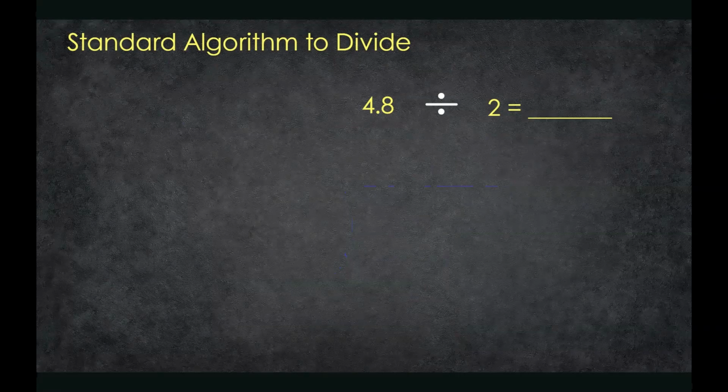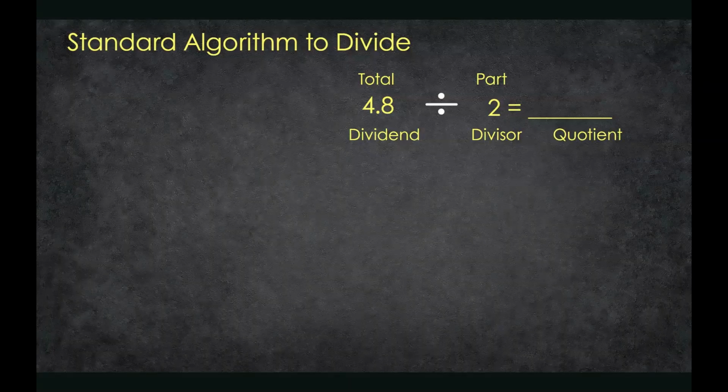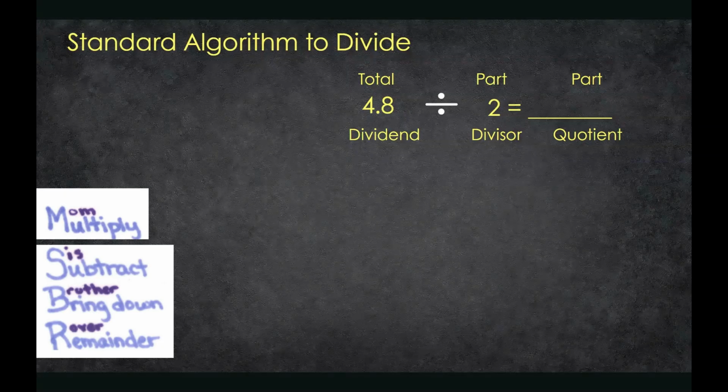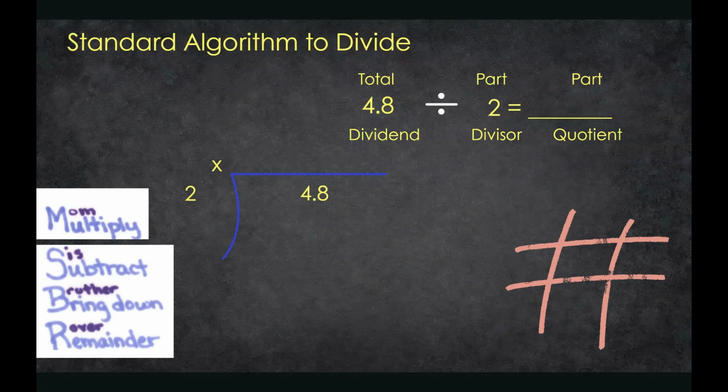Okay, let's take a look at another example. 4.8 divided by 2. Again, our decimal is in the total, and we are dividing by a whole number. So our total is our dividend. The divisor is a whole number, 2. That's just a part, and we are looking for the quotient, the missing part. So again, multiply, subtract, bring down. Set up our bracket. Get our hashtag going with all our 2's. And we start the process.